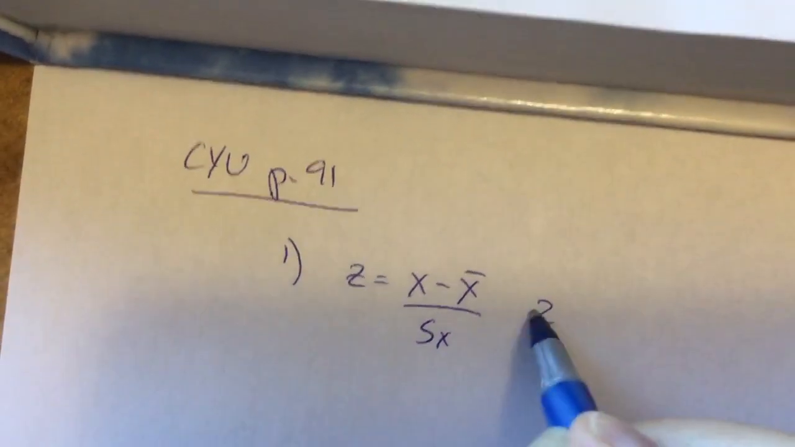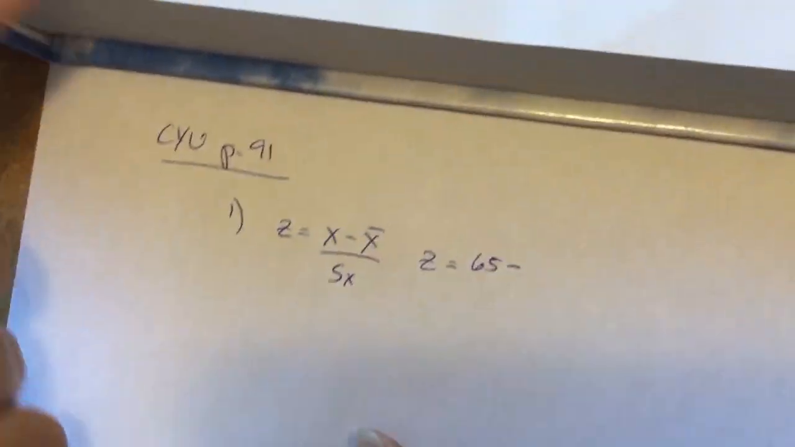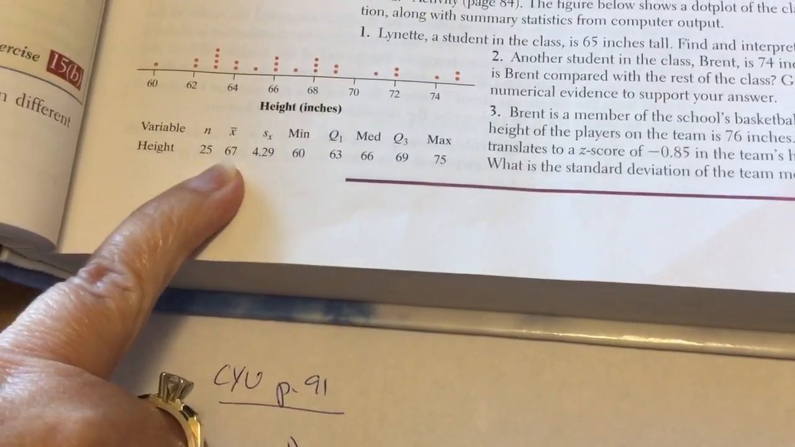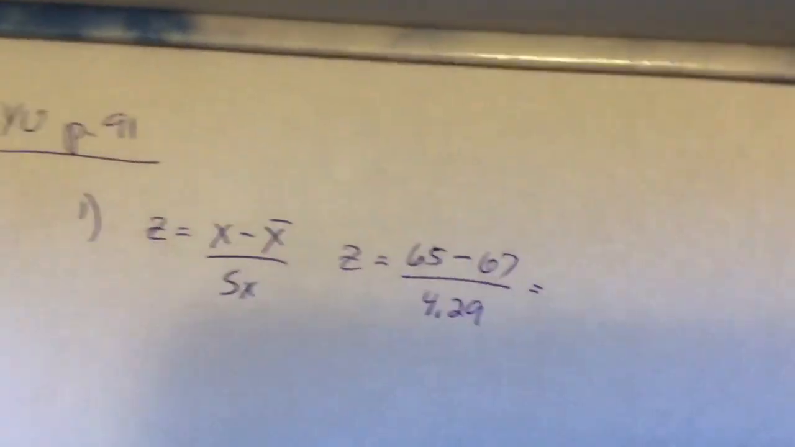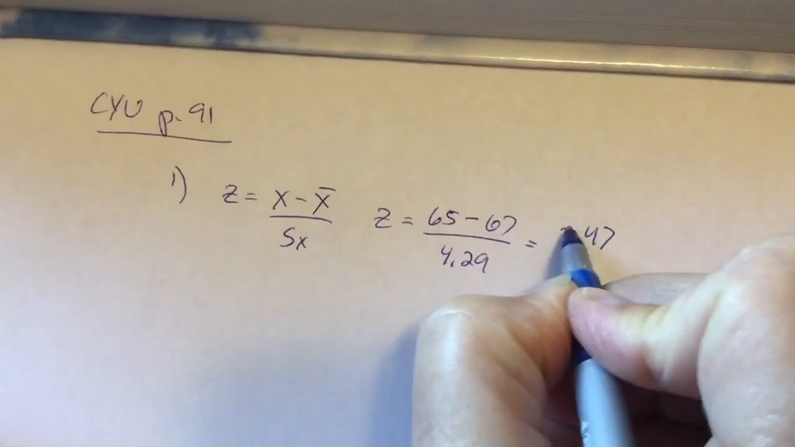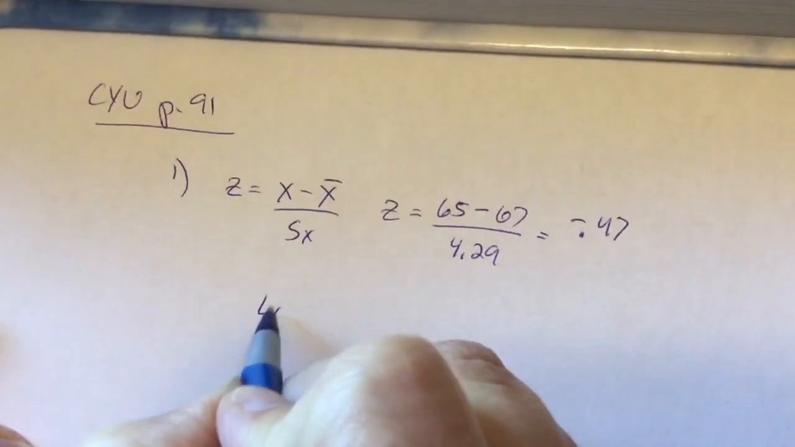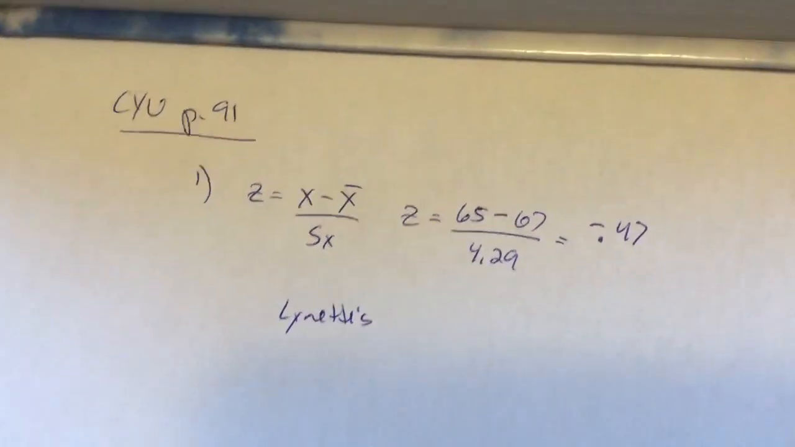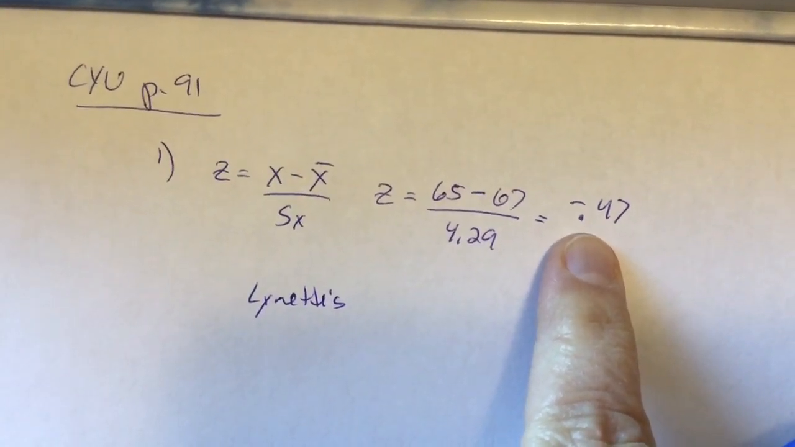Okay? So to solve for her z-score, her height was 65 inches, minus the mean, which is 67, divided by the standard deviation, which is 4.29. Stick that in the calculator, and we get negative 0.47. So that's her z-score, negative 0.47. Let's interpret. Lynette's height is 0.47 standard deviations below the mean height of the students in her class.